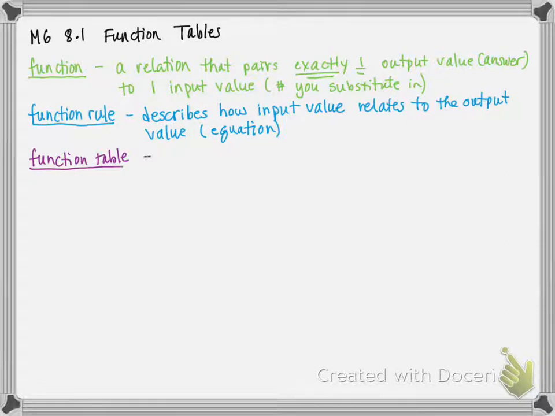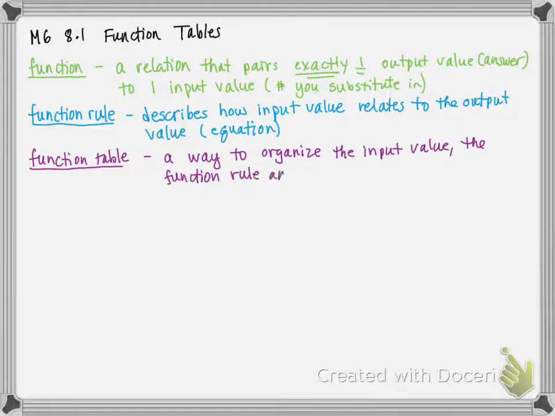Then we use our function table. A function table is a way to organize the input and output values. Actually all three of them. Let's do it in order: the input value, the function rule, what you are going to do to that input number, and the output value. Okay?